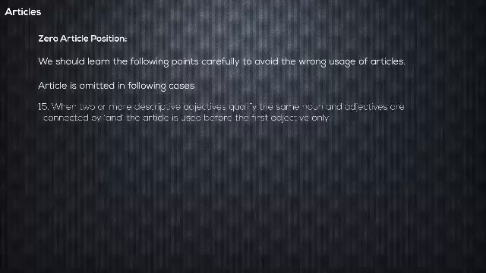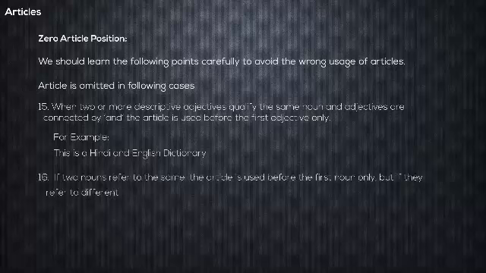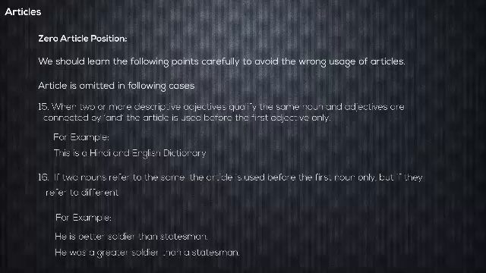15th. When two or more descriptive adjectives qualify the same noun and adjectives are connected by and, the article is used before the first adjective only. For example, this is a Hindi and English dictionary. 16th. If two nouns refer to the same person or thing, the article is used before the first noun only, but if they refer to different persons or things, the article must be used with each noun. For example, he is a better soldier than statesman. He was a greater soldier than a statesman.